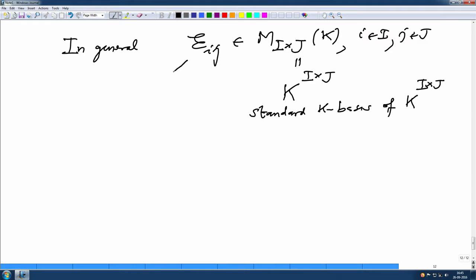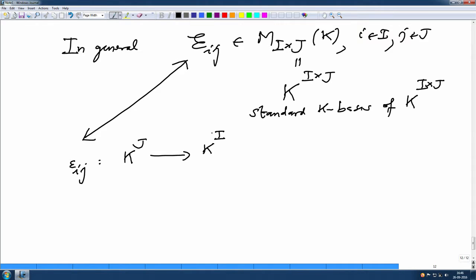And which map do they correspond to? You should always think both ways. So this should correspond to a linear map, and I want to give it some other name, small epsilon ij. This should be a map from k power J to k power I.